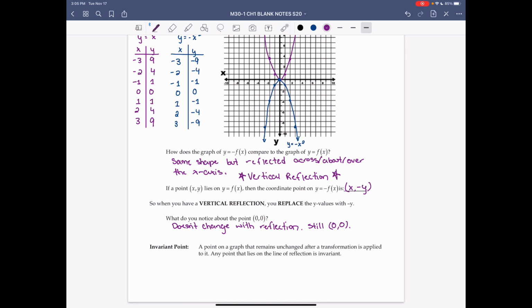Invariant point is a point on a graph that remains unchanged after a transformation is applied to it. Any point that lies on the line of reflection is invariant. So we can say that the point 0, 0 is an invariant point.